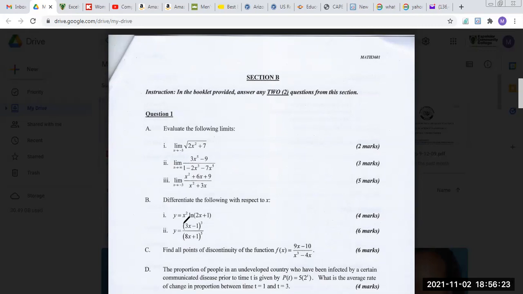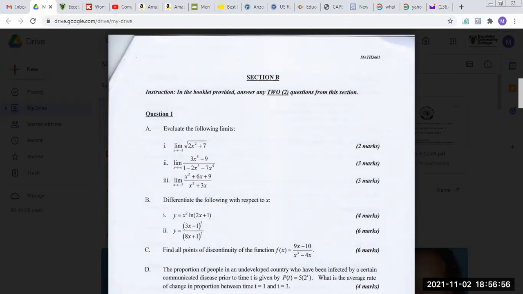y is equal to x squared ln 2x plus 1. I'm going to start. We have a couple minutes, another 5 minutes or so to do it. So start for me, please. I will end class after we do that one here.